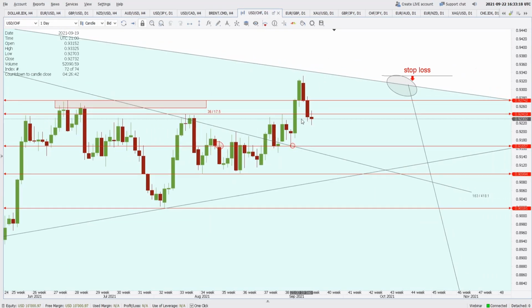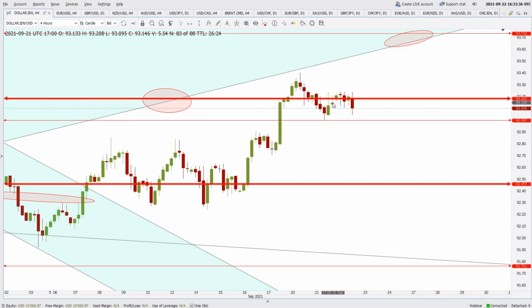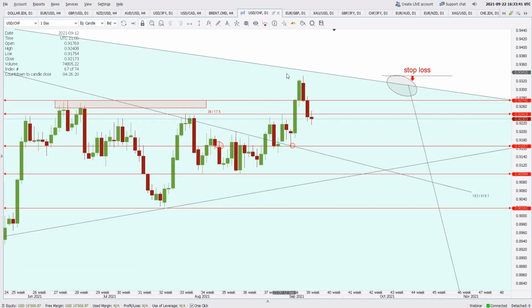USD CHF, the US dollar is falling against the Swiss franc. One of the reasons is that the Swiss franc is getting stronger. A second reason is that the US dollar is weak today because the dollar index is finding resistance at around 93.18. So this is one of the reasons why the US dollar is being sold against other currencies. And also the USD CHF has closed the day below this resistance, or turned support, 92.41, which is not holding as a support, and the price came back below it.